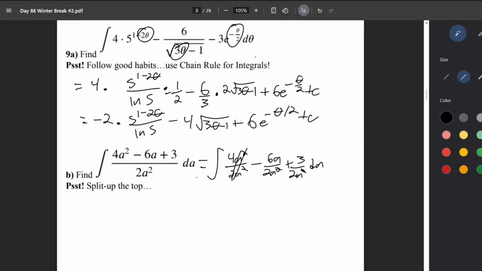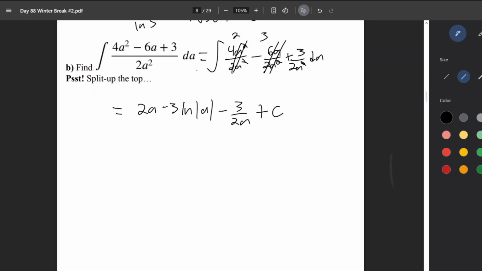So this is just 2. This would just be 3 over a. Nothing cancels here. So this would be 2a, negative 3 over a. Oh, sorry, negative 3, yeah, negative 3 over a. So it would be negative 3 ln absolute value of a, then minus 3 over 2a plus c. I believe that's right.